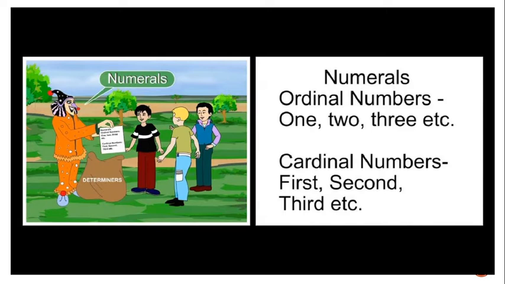Next, numbers. When we come to numbers, cardinal numbers 1, 2, 3, etc., and ordinal numbers first, second, third, they are also determiners. So we use this.